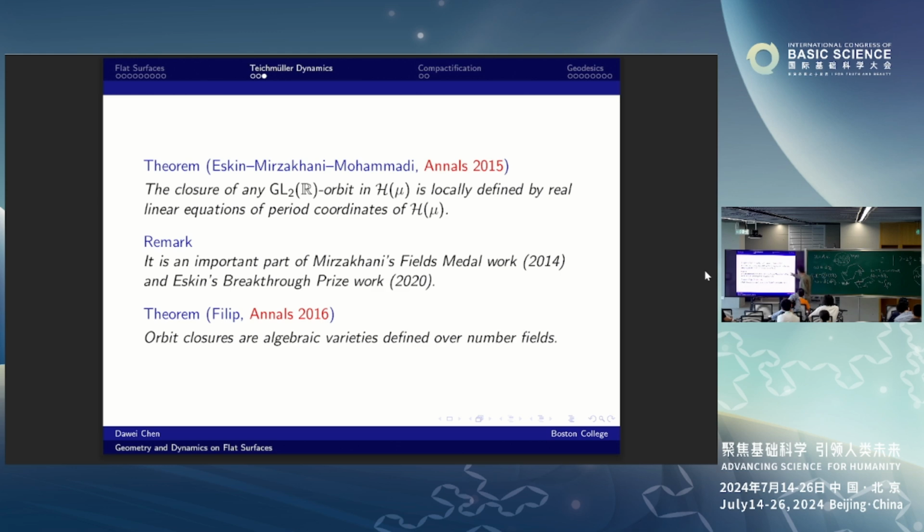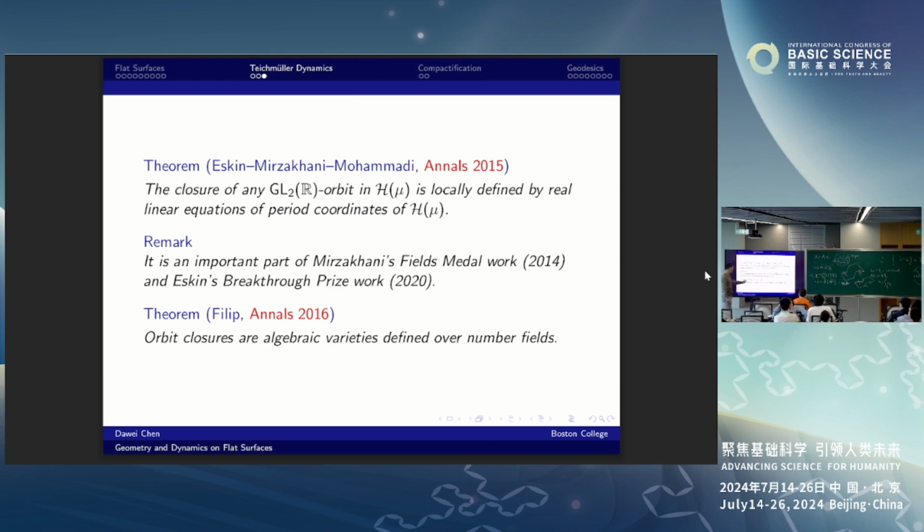Their result says that the defining equations for this orbit closure are always real linear equations of the ambient period coordinates. If you think of this locally as a vector space with coordinates given by periods, then this orbit closure is always a locally linear subspace, where the defining equations have real coefficients. And as I already wrote here, this is an important part of Mr. Harney's Fields Medal work and also an important part of Eskin's Breakthrough Prize.